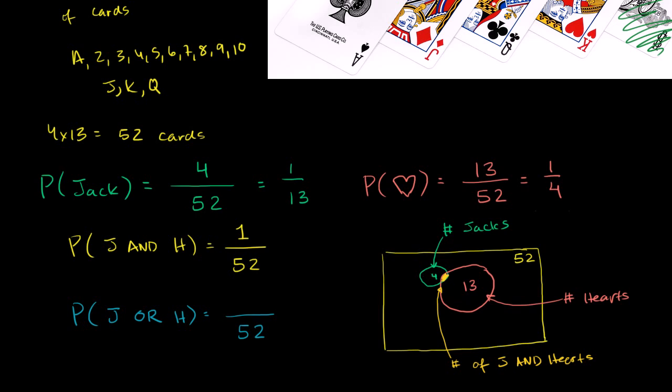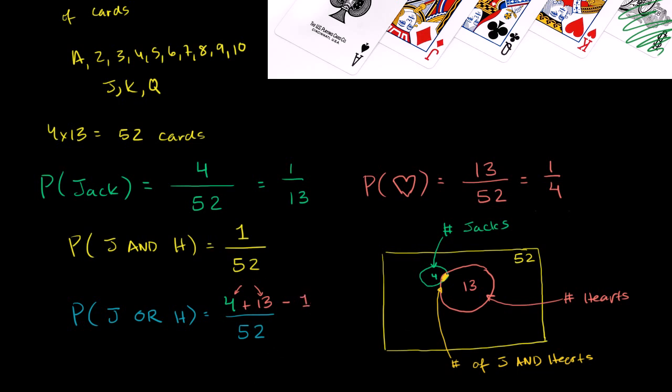Because if you did 4 plus 13, what are we saying? We're saying that there are 4 jacks, and we are saying that there are 13 hearts. But when we do it this way, in both cases, we are counting the jack of hearts. We're putting the jack of hearts here, and we're putting the jack of hearts here. So we're counting the jack of hearts twice, even though there's only one card there. So you would have to subtract out where they're common. You would have to subtract out the item that is both a jack and a heart. So you would subtract out a 1.